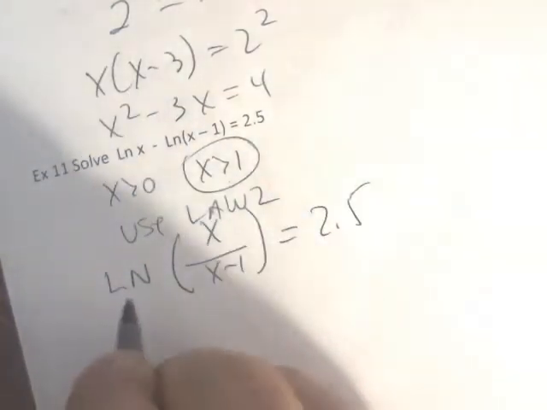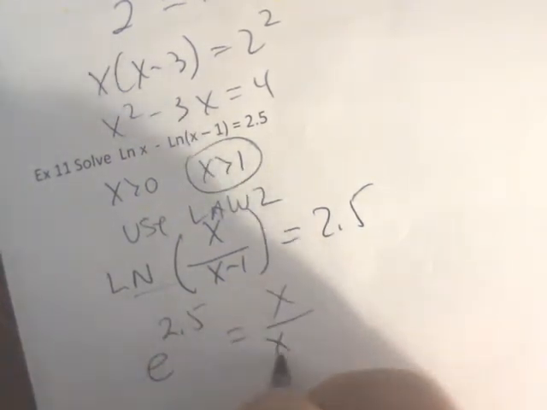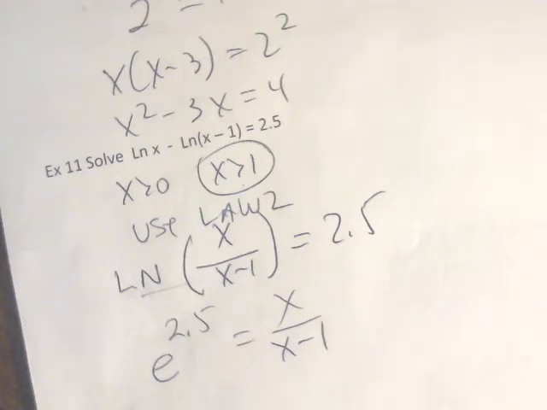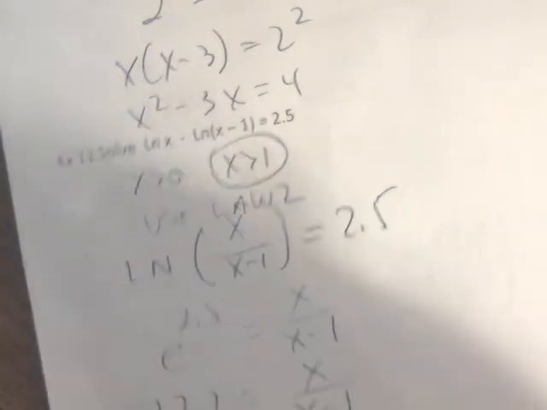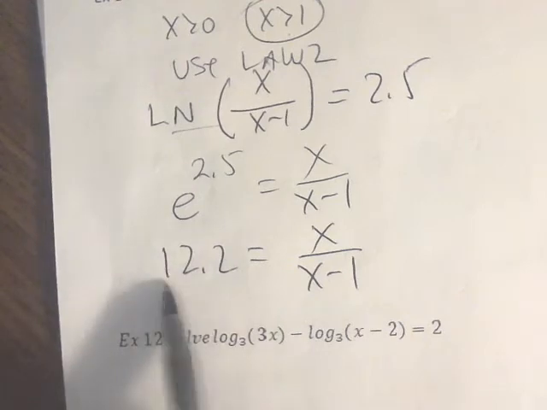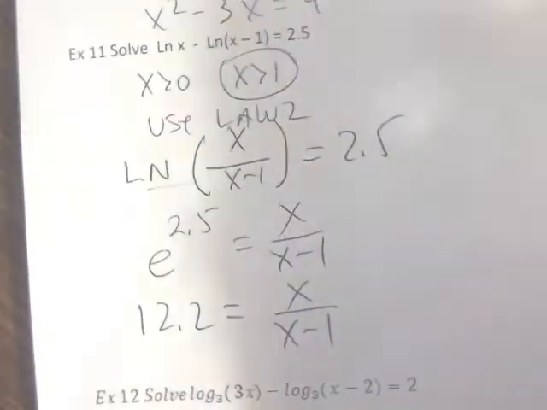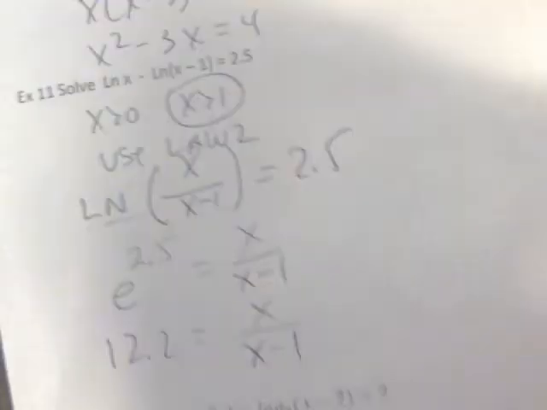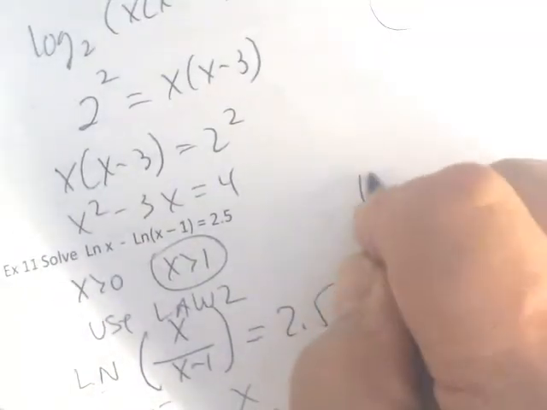Change to the exponential form. Now my base is e. So e to the 2.5 equals x over x minus 1. You know, roughly 12.2 is x over x minus 1. Okay, so it tends to be intimidating when we have decimals and the numbers don't look right and all like that. The process doesn't change. Follow the process. Multiply both sides by x minus 1 to clear your fractions.